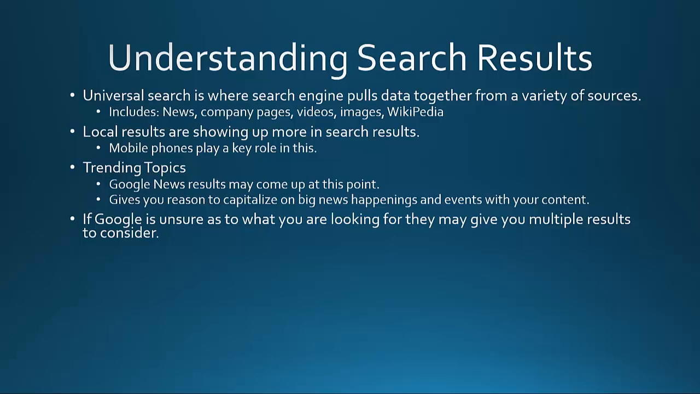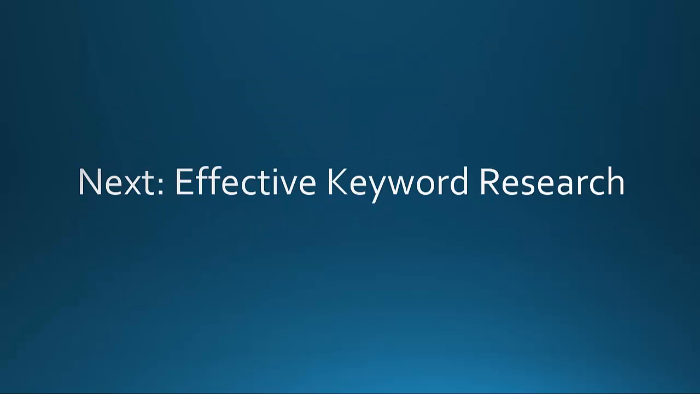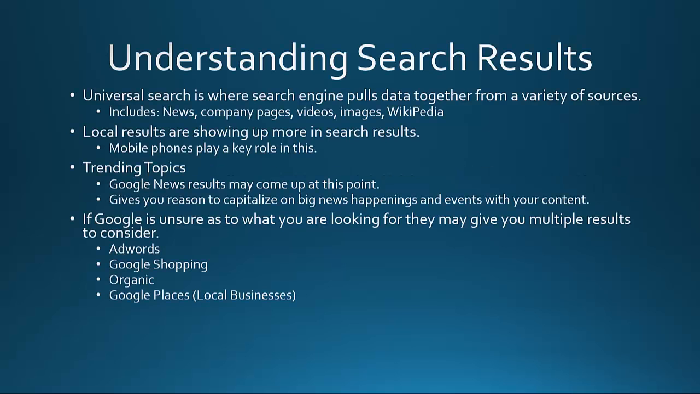If Google is unsure as to what you're looking for, they may give you multiple results to consider. So you may find that the AdWords show up, Google Shopping ads might display, organic results, Google Places, like local businesses, will show up. So you're going to find all kinds of different things within your searches. You're also going to find maybe news topics will come up, and that's if Google's unsure. These are things I wanted to help you understand, because as you do searches, this is how Google's changed a lot more recently.